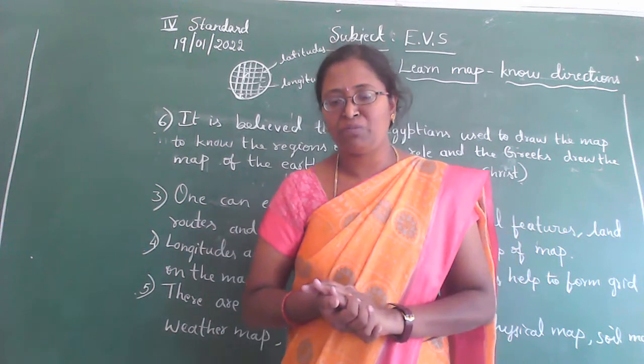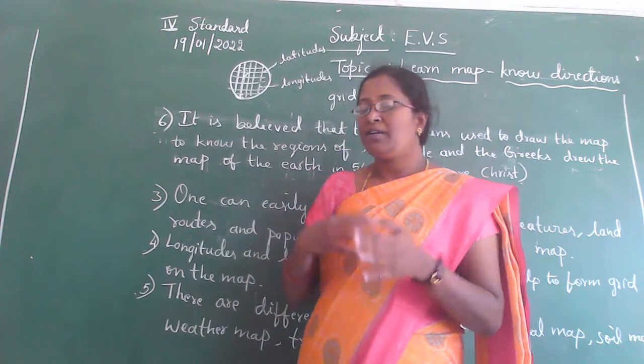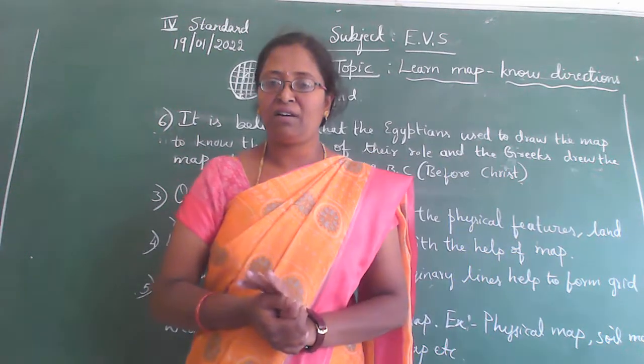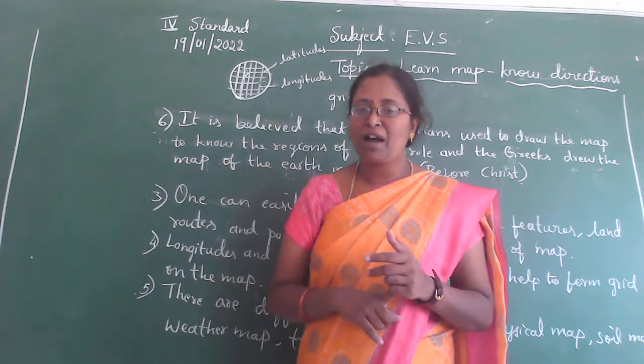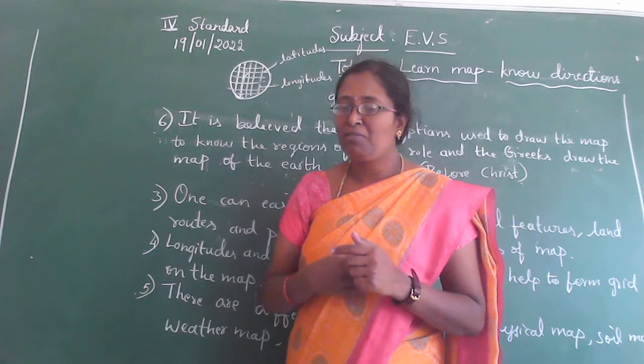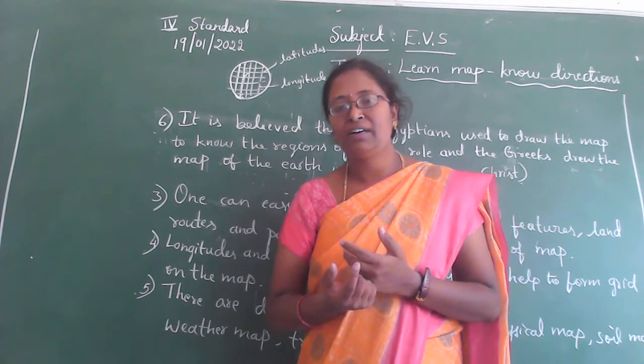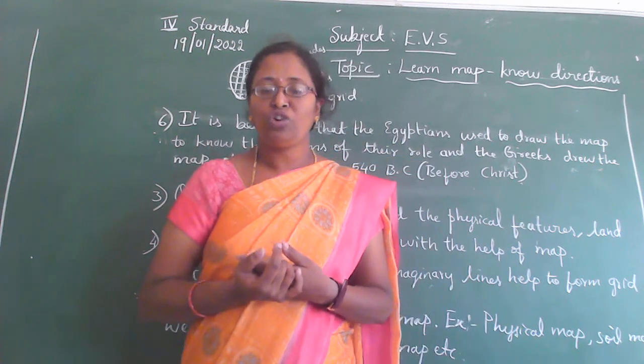Okay, so different types of maps are available. For example, physical map, okay, soil map, weather map. Another one is train route map.